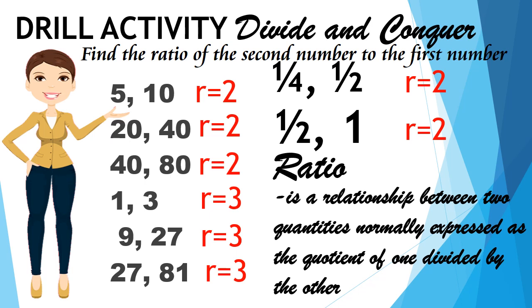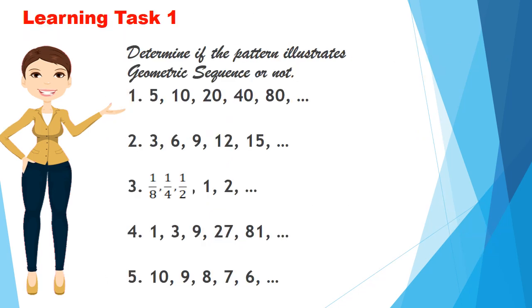So your knowledge in this ratio is a prerequisite skill in our lesson, geometric sequence. So of course, you must master how to divide numbers or integers. It will be easy for you to obtain our objective today if you mastered how to divide the integers or how to get the ratio. Any question? Well then, if you have no question, let us have learning task 1.